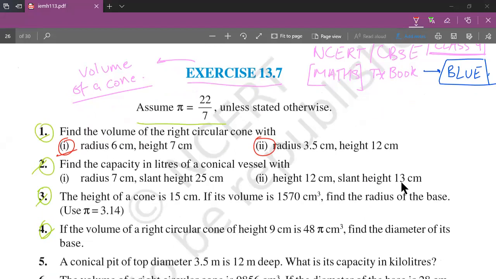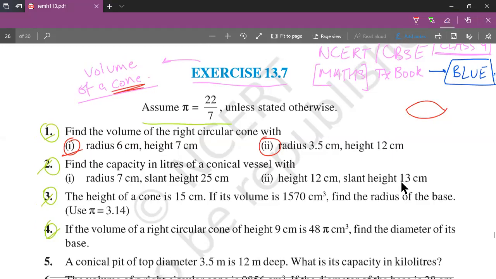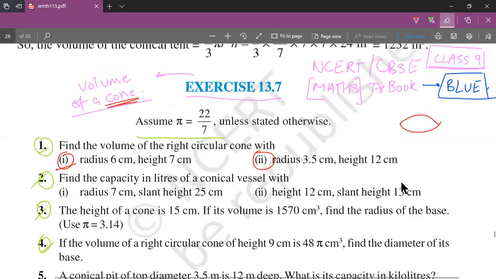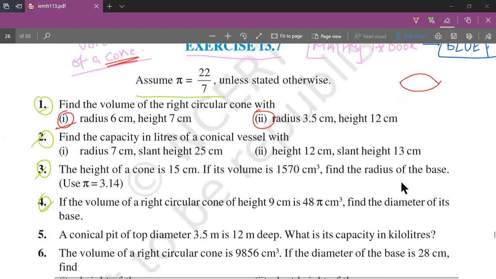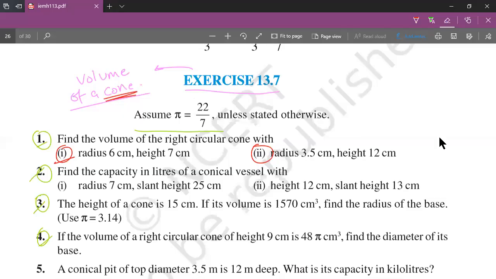So let's draw a cone, because in this exercise you are doing cones. It can be upwards also, it can be downwards also. So in this exercise I'll go with a cone that is down. Okay, so sorry for the delay. I will draw a cone.